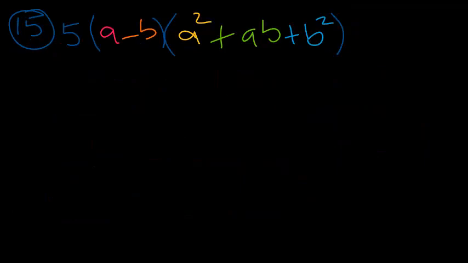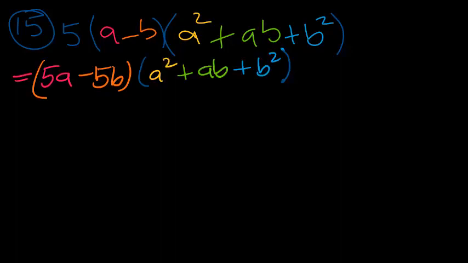Question 15. I've got 5 multiplied by the bracket, multiplied by the bracket. So I'm going to start by multiplying the 5 in. You can either do the 2 brackets first, then multiply everything by 5, or you can start with the 5. Either way, it doesn't matter. So I'm going to work left to right, and this becomes 5a minus 5b. Okay, so that's my first bracket, and my second bracket remains the same.